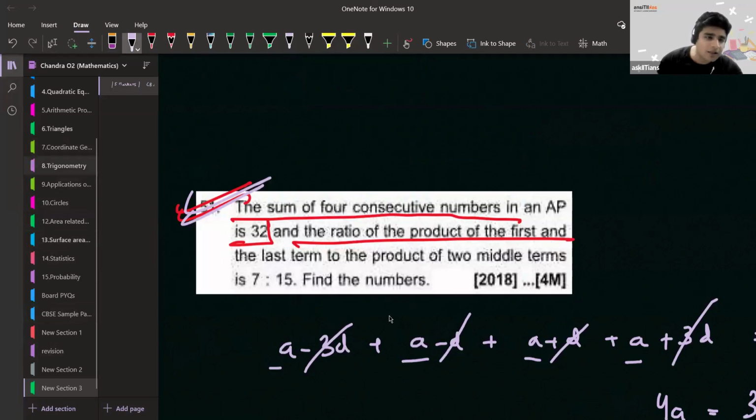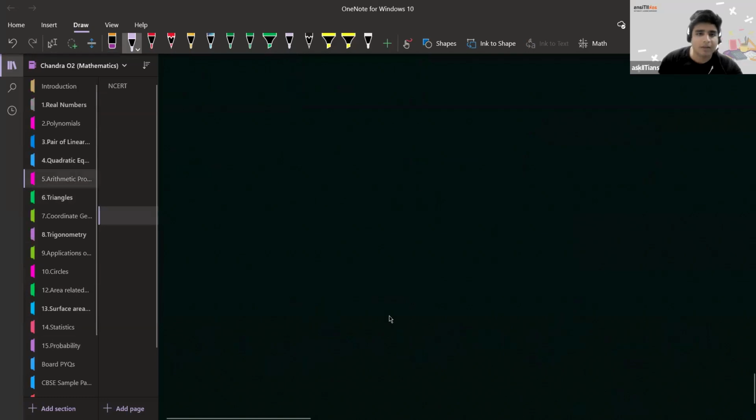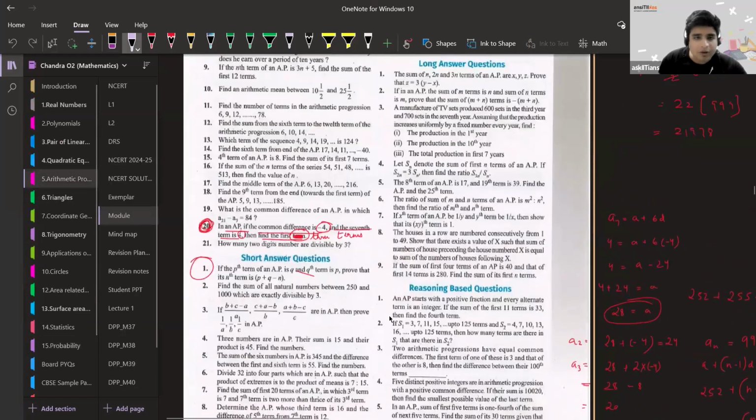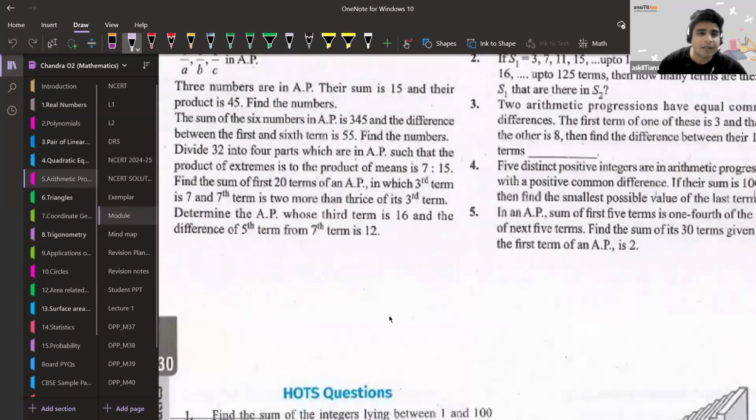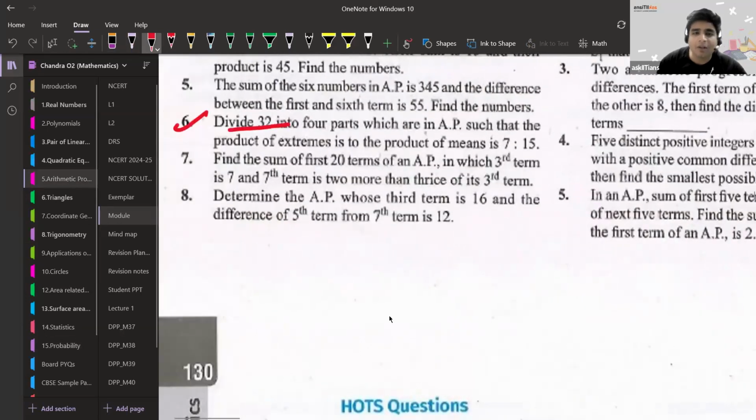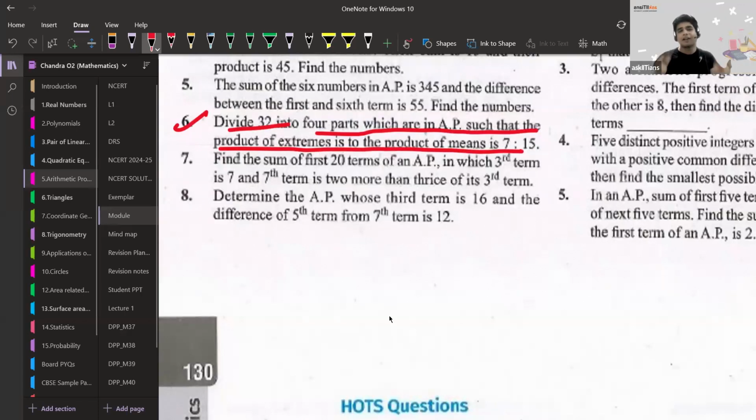Where is it? Where is it? Where is AP? Arithmetic progression. Arithmetic progression. Here it is. Right. So let me show it to you. You see how it is given to us. Sixth question. Divide 32 into 4 parts which are in AP such that the product of extremes to the product of means is 7:15. Now the question in itself is very difficult to understand over here even.